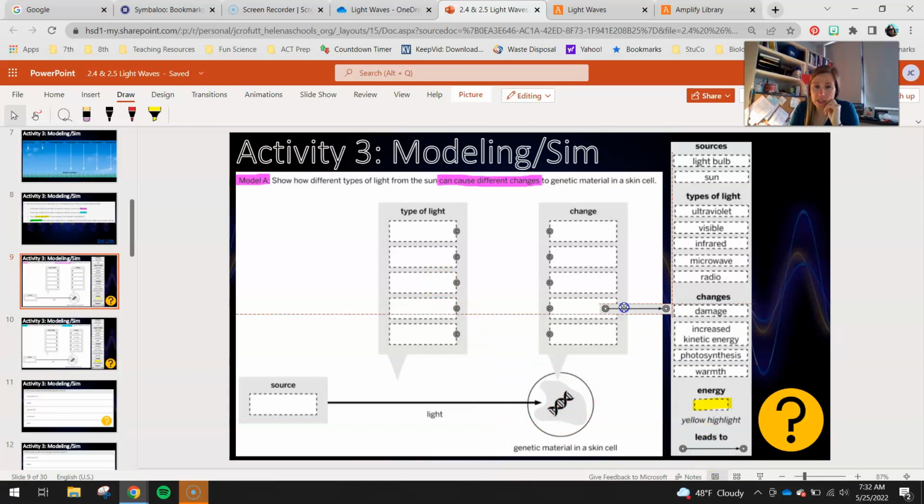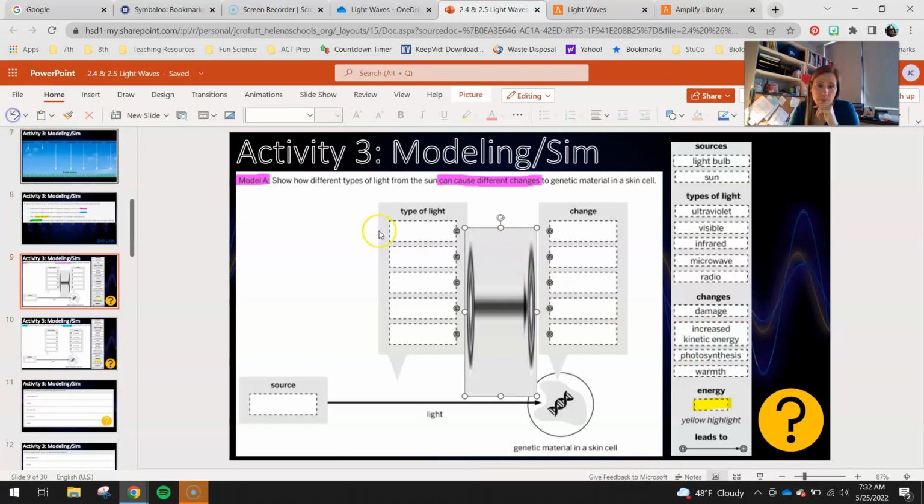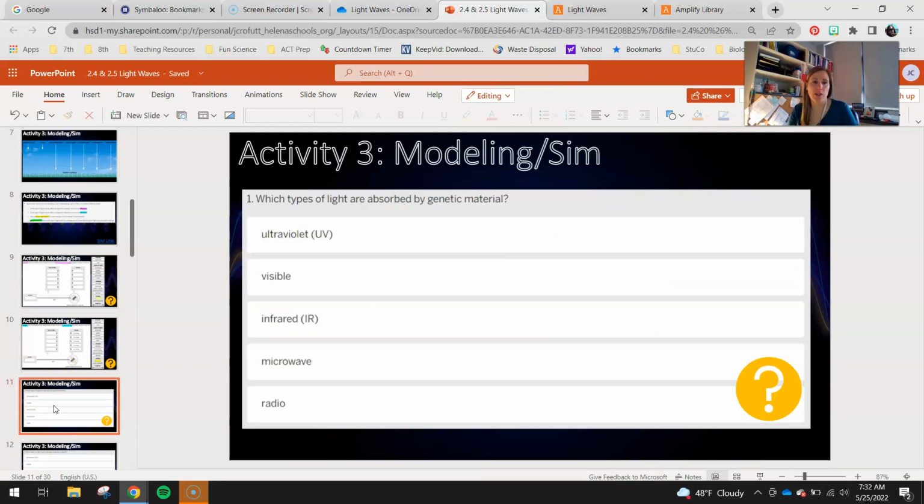Okay, and then finally you have these little arrows here, and these little arrows just help you connect. All right, this type of light leads to this change. You can also just draw those if you choose. I don't care, that's fine. But make sure you are connecting these little circles here to show where they should be and where they shouldn't. Okay, so those are your 2 models, and you can move on to this question.